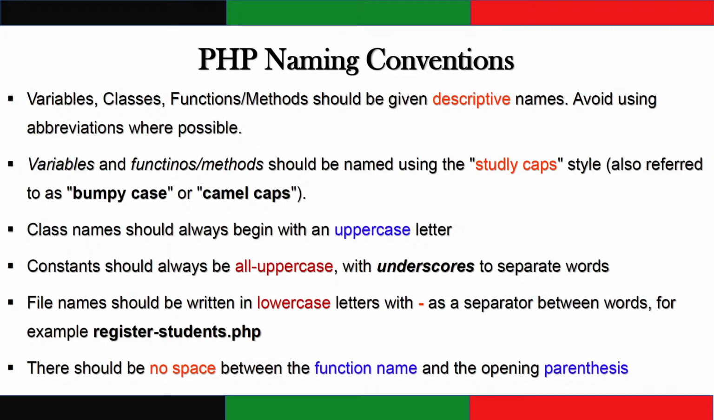Then for file names, they must all be in lowercase letters. And if they have two or more words, you're going to separate them using a hyphen or the minus sign. There should always be no space at all in the name of your function. Anytime, there shouldn't be a space in the name of your function.